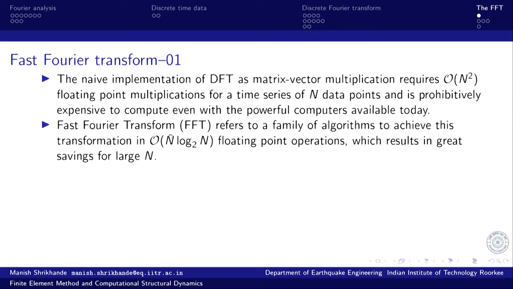So, it will be linearly proportional to the first power of n, and that results in great saving for large n. For example, if n is equal to 10,000, for fast Fourier transform the computational effort would be proportional to 10,000, but for matrix vector multiplication that effort would be proportional to 10 raised to the power 8. So, almost a factor of 10,000 difference.